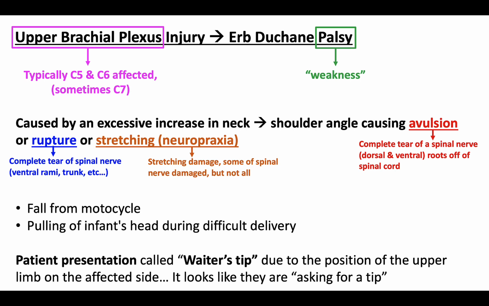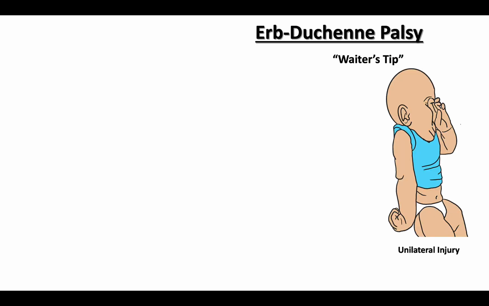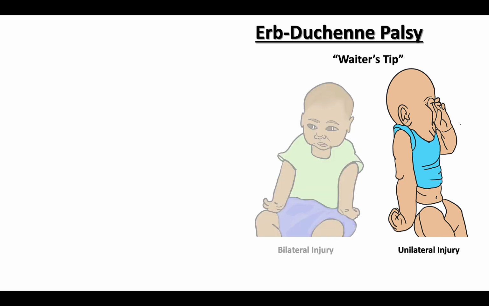Due to the position of their upper limb, it looks like they are secretly asking for a tip, when in reality, they can't move their upper limb in any other way. On this slide, we can see a unilateral injury to an infant and see how their upper limb is positioned and how a bilateral injury would also present. Let's walk through why they look like this.